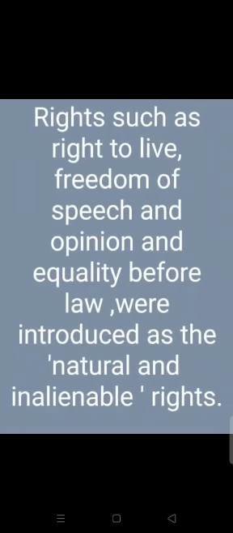Then the Declaration of Rights of Men and Citizens. The constitution started with a declaration of the rights of man and citizen. Rights such as the right to life, freedom of speech, freedom of opinion, and equality before law were established as natural and inalienable rights, meaning rights which are not to be taken away by anyone, and these rights belong to each human being by birth and could not be taken away.